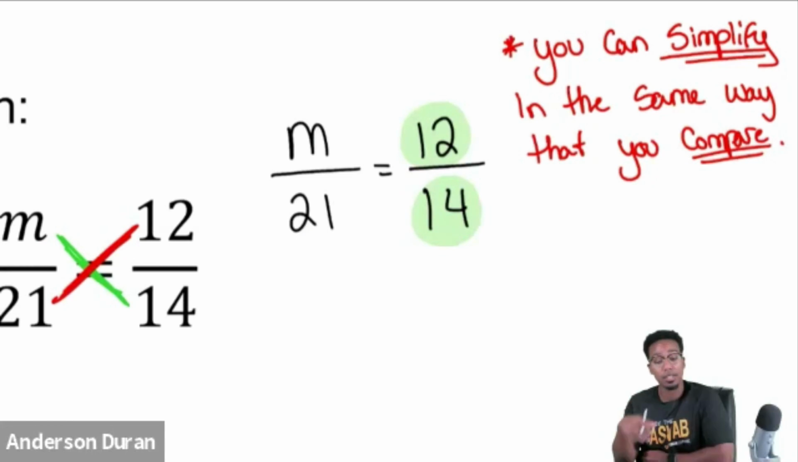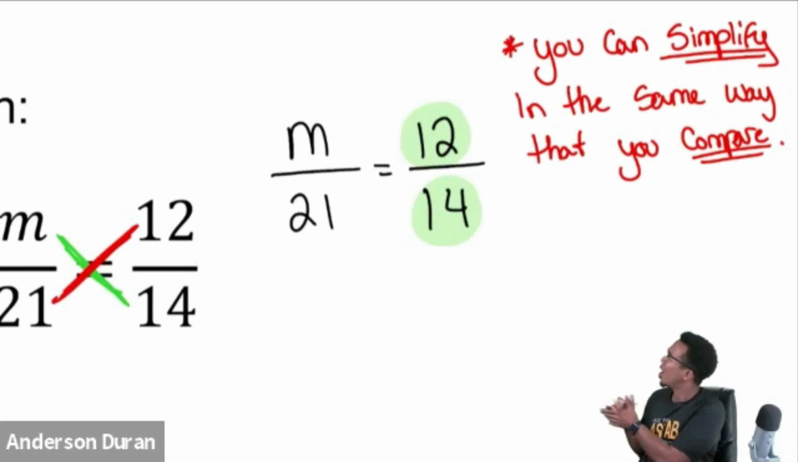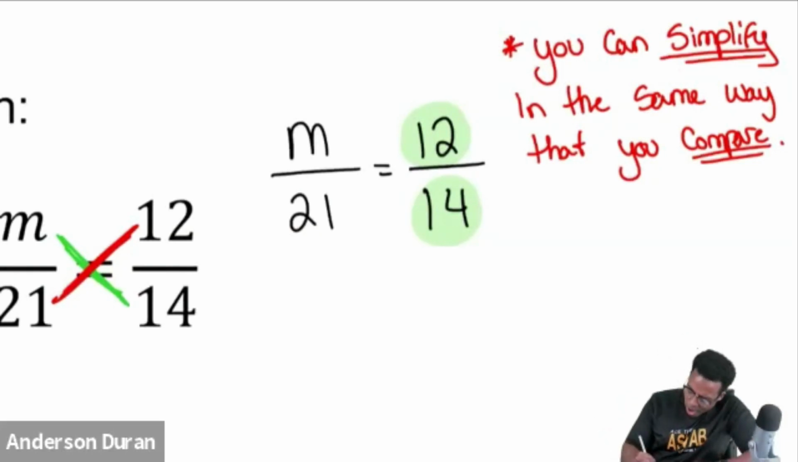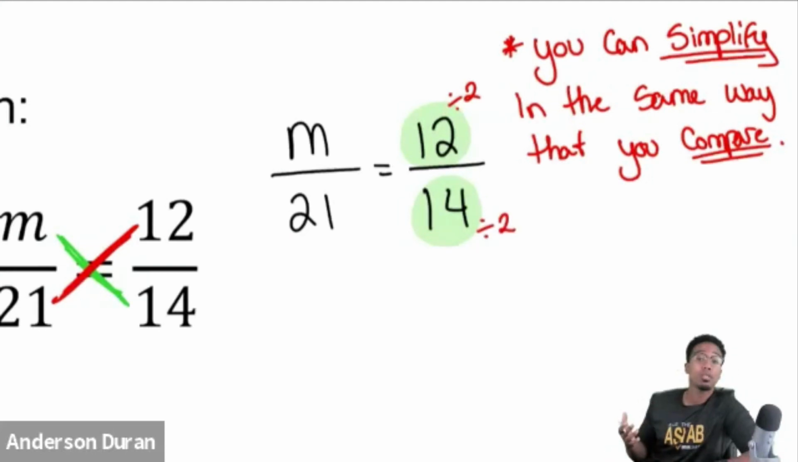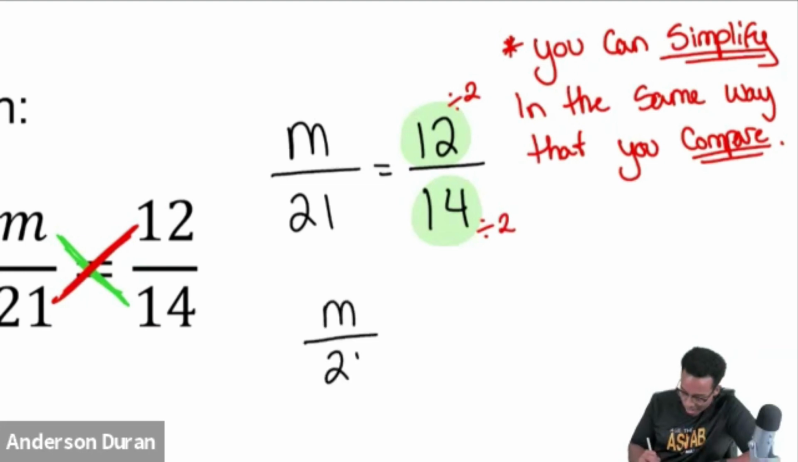So with that said, everybody, what goes into both 12 and 14? Yeah, it's 2. So I'm going to divide the top by 2 and the bottom by 2. Because remember, with fractions, whatever you do to the top, you do to the bottom. Whatever you compare by, compare in the same way. So if we divide both the top and the bottom by 2, let's see what we got here.